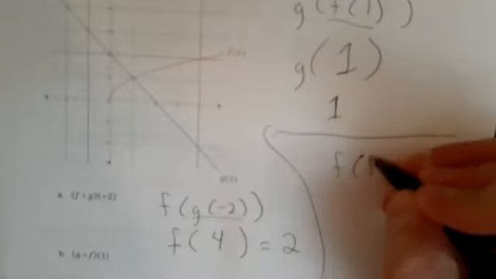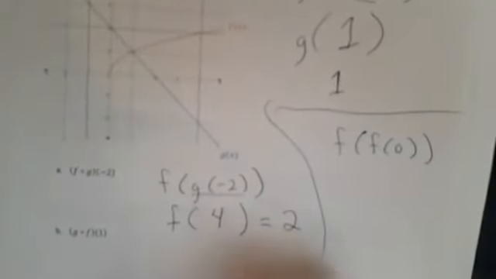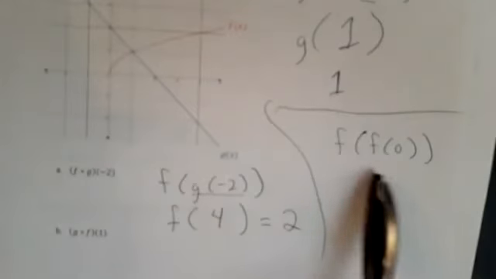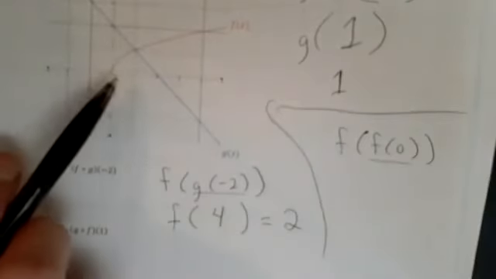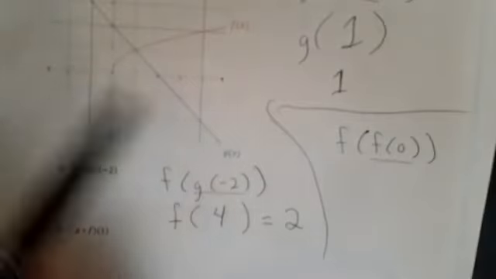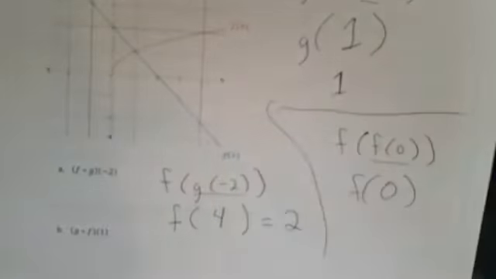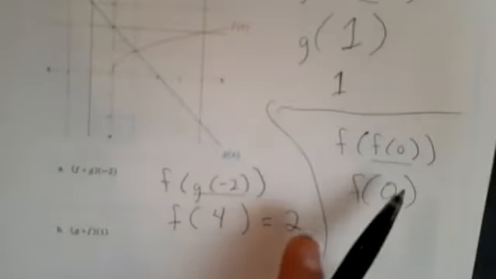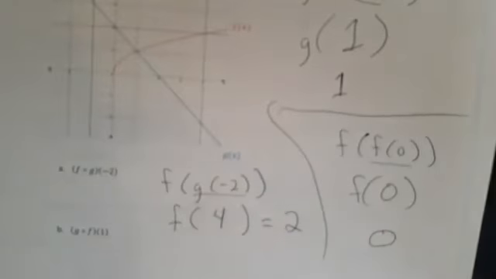So F of 0. If I look at F of 0, the first thing I see inside of here is F of 0. If I evaluate F at 0, it's going to give me 0. So this may not be the most interesting example. But if I do F of 0, it gives me 0. And now I'm going to have another F of 0. This is also going to give me 0.